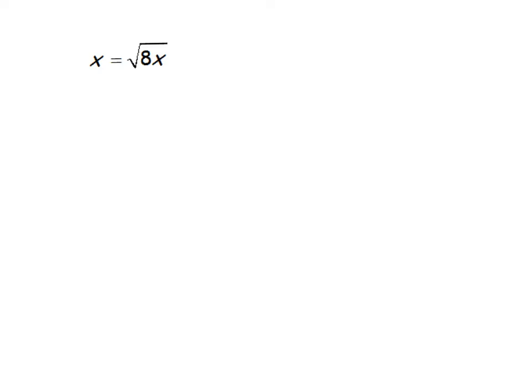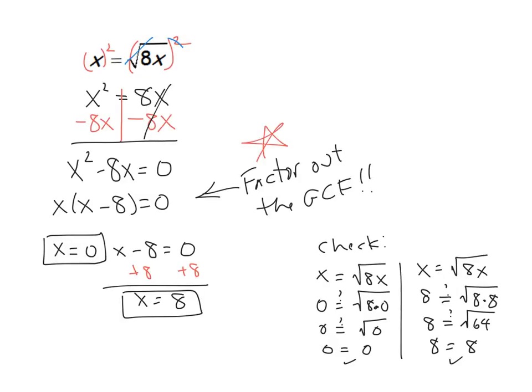Okay, so why don't you go ahead and give this one here a try, and then we're going to try something on the next slide that gets a little bit trickier. So go ahead, pause the video, try this one, and then we'll move on to the next one. Okay, and this is what you should have arrived at. The answers are 0 and 8, and they both do check out, and so we have 2 solutions to this equation.